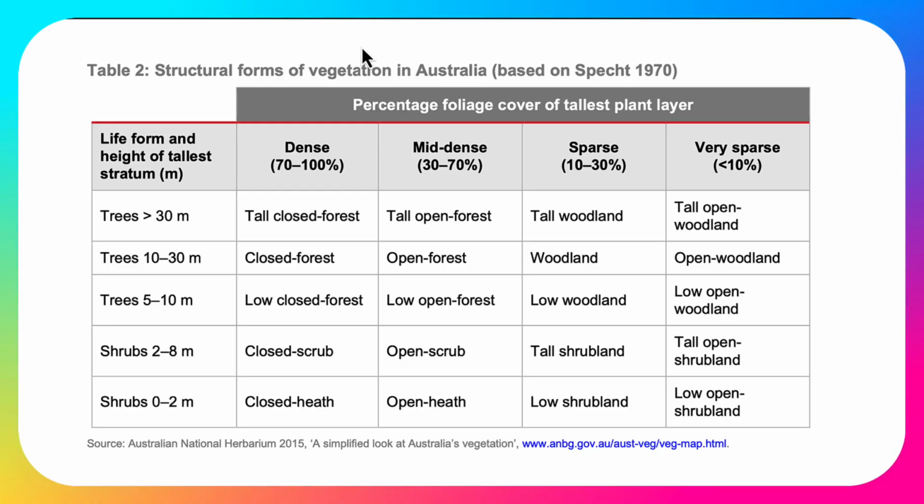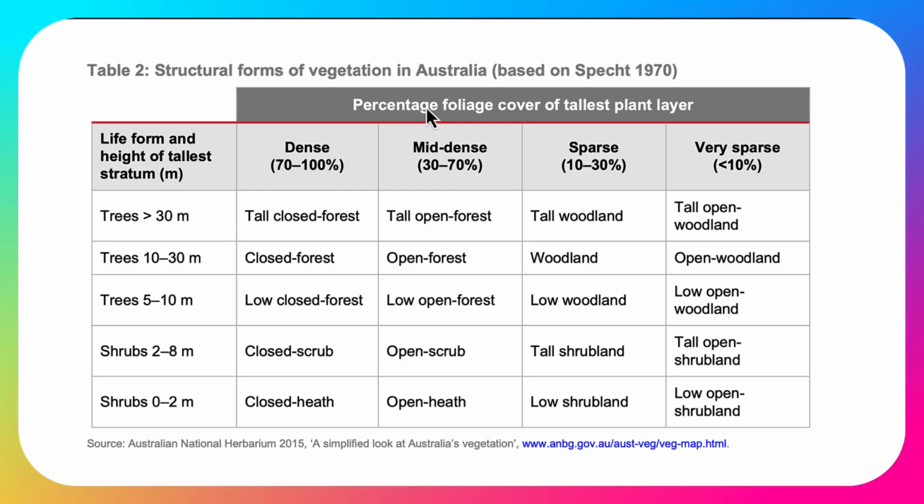So it's a way of classifying ecosystems that are Australian. There's two factors that need to be considered. The height of the tallest stratum or tallest layer of vegetation. We need to classify the life form. So in other words, is it shrubs or trees? And the height of that tallest layer. Okay, so that's the first thing, is the height.